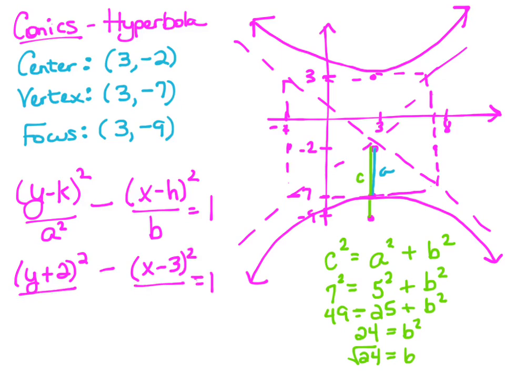And my a value was 5, so this is going to be over 25. And the b value was the square root of 24, and if I square the square root of 24, then we get 24. And so there's our equation for this hyperbola.